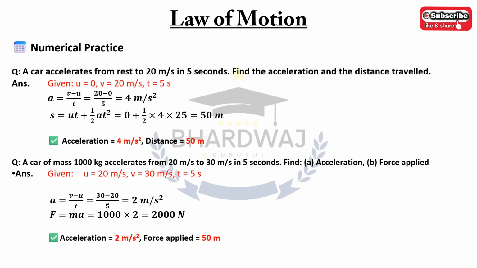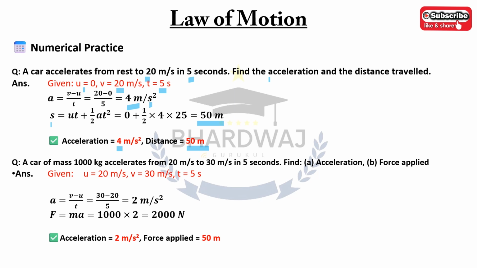Now let's move on to some numericals which are important for the chapter Laws of Motion. A car accelerates from rest to 20 meters per second in 5 seconds. Find the acceleration and the distance traveled. Given U is equal to 0, V is equal to 20 meters per second, time is equal to 5 seconds. We use the formula A is equal to V minus U divided by T, which is 20 minus 0 divided by 5, and we get 4 meters per second square. This is the acceleration. To find the distance, the formula is S is equal to UT plus 1/2 AT square. Putting in the values, the final answer is 50 meters. Therefore, acceleration is 4 meters per second square and distance is 50 meters.